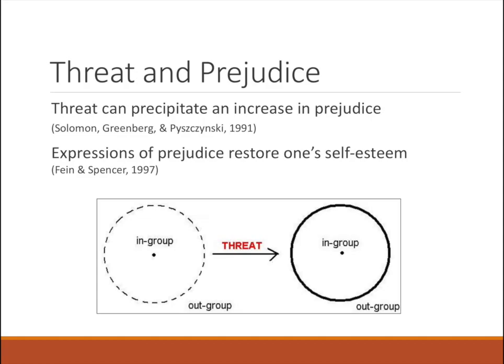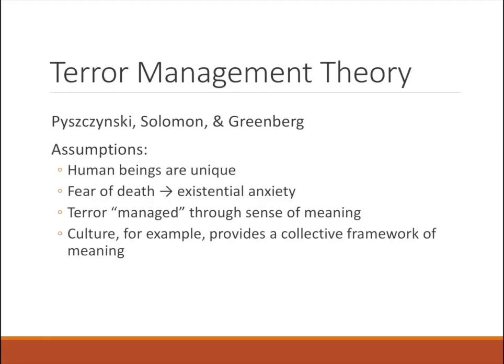All right. With that, I want to move to the second major theory of prejudice coming from social psychology, and this is terror management theory. Now, this is really quite an interesting theory because it's quite controversial. This idea was generated by three researchers while they were in grad school, Tom Pyszczynski, Sheldon Solomon, and Jeff Greenberg. And it starts with this assumption that human beings are unique.